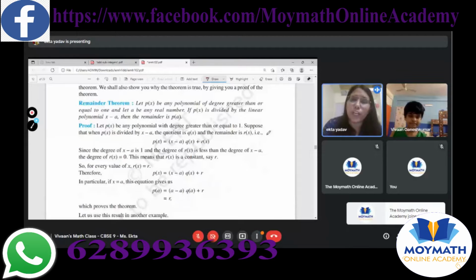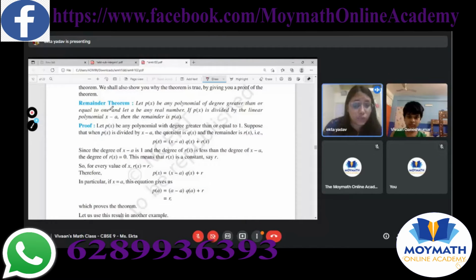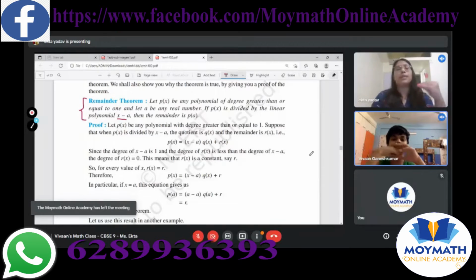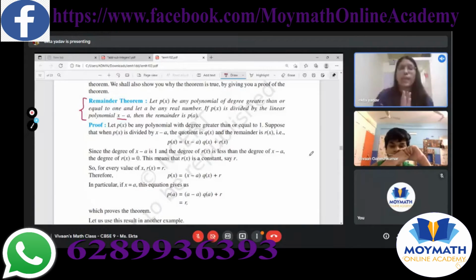It's saying let p(x) be any polynomial of degree greater than or equal to 1, and let a be any real number. If p(x) is divided by the linear polynomial x minus a, then the remainder is p(a). So this is the polynomial remainder theorem which you need to understand. The degree of this polynomial is either 1 or greater than 1, and a is any real number. If p(x) is divided by x minus a, then the remainder will be p(a).